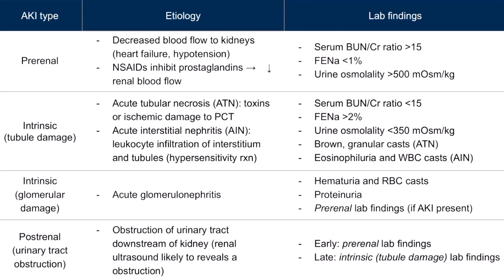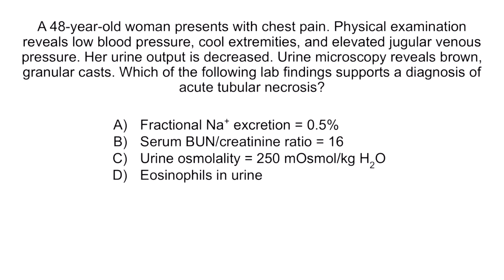Now that we've covered all the information, let's review with a question. A 48-year-old woman presents with chest pain. Physical examination reveals low blood pressure, cool extremities, and elevated jugular venous pressure. Her urine output is decreased. Urine microscopy reveals brown granular casts. Which of the following lab findings supports a diagnosis of acute tubular necrosis? A. Fractional sodium excretion equals 0.5%. B. Serum BUN to creatinine ratio is 16. C. Urine osmolality is 250 milliosmoles per kilogram of water. Or D. Eosinophils in urine.